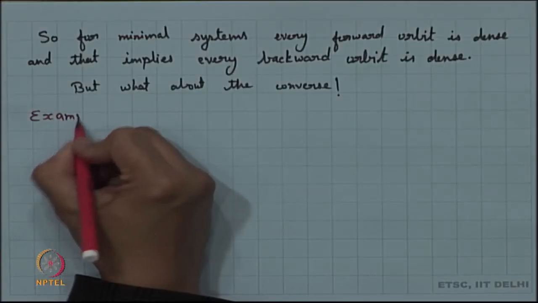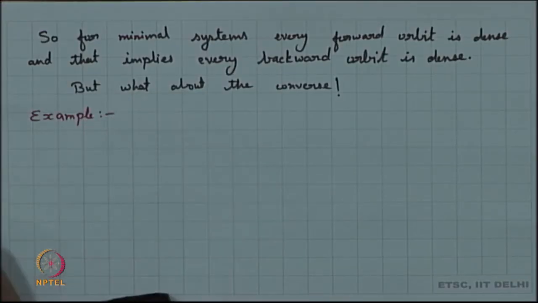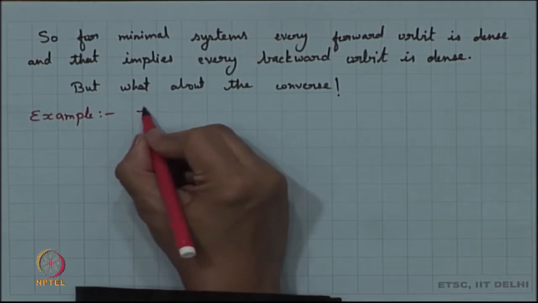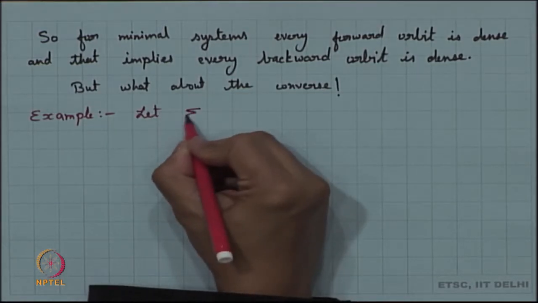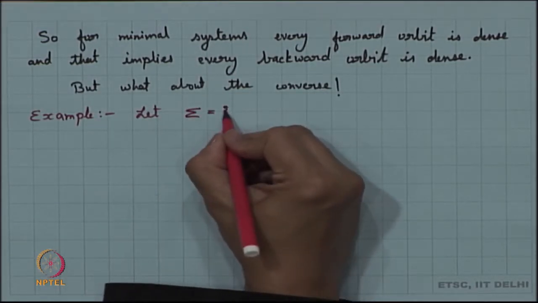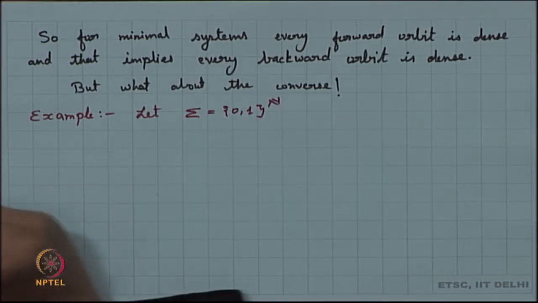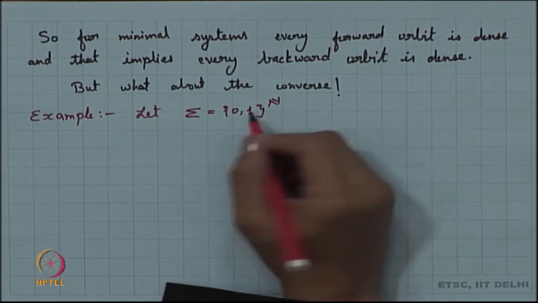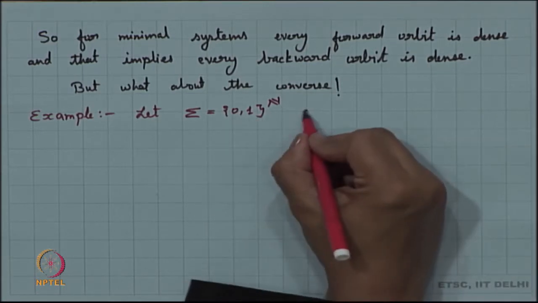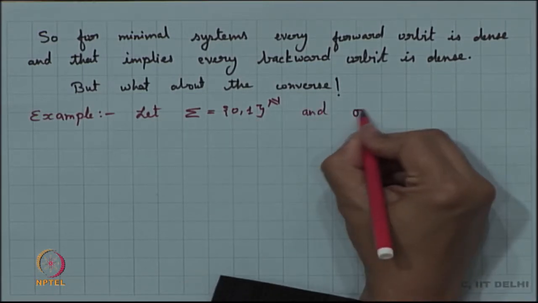Let us look into an example here. We start with an example. Again our example is the same old space of infinite sequences of zeros and ones. Let me take the sequences of zeros and ones given the product topology, and then we have the shift map defined on it.